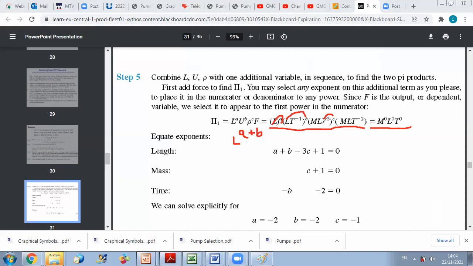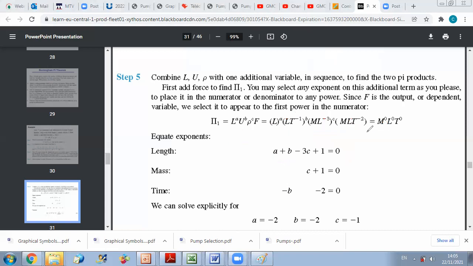From this term I have minus 3C, and from the last term I have the coefficient of L is 1, so plus 1. By comparison, this coefficient of L should be equal to 0. So the first equation I get is by comparing the coefficients of length for both sides. It gives me the first equation between the coefficients A, B and C. Now I will move to the second equation.